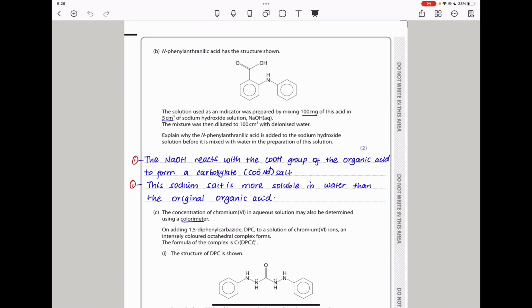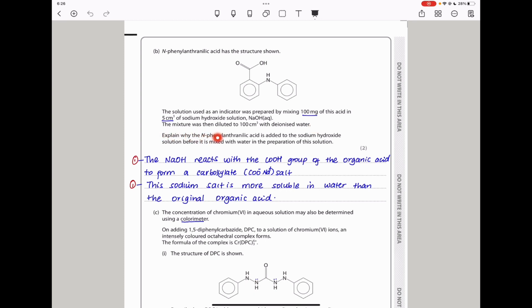Let's continue. Here they say N-phenylanthranilic acid has the structure shown. That is the structure. The solution used as an indicator was prepared by mixing 100 milligrams of this acid in 5 centimeters cubed of sodium hydroxide solution. The mixture was then diluted to 100 centimeters cubed with deionized water.